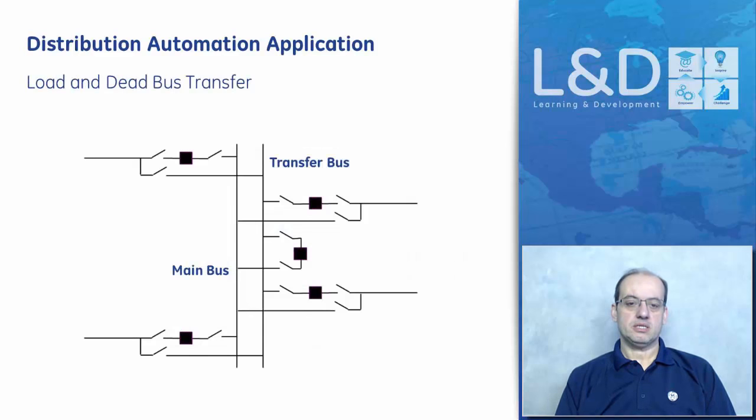When we were discussing the types of layouts of a substation, there is a load and dead bus. So one of the applications in automation would be a load and dead bus transfer application, which works to maintain system efficiency by monitoring the network of substations and moving load off the overloaded transformer to other stations in an electrical network as required.